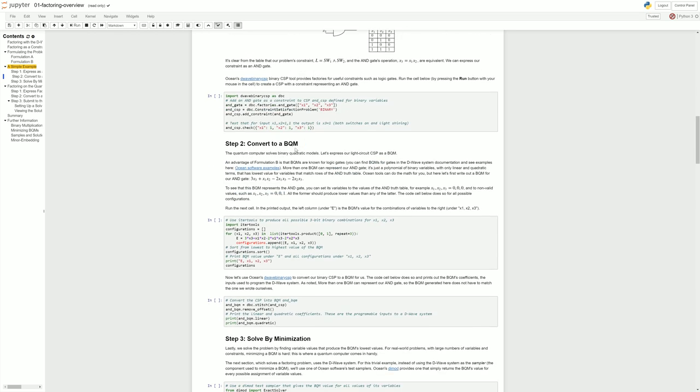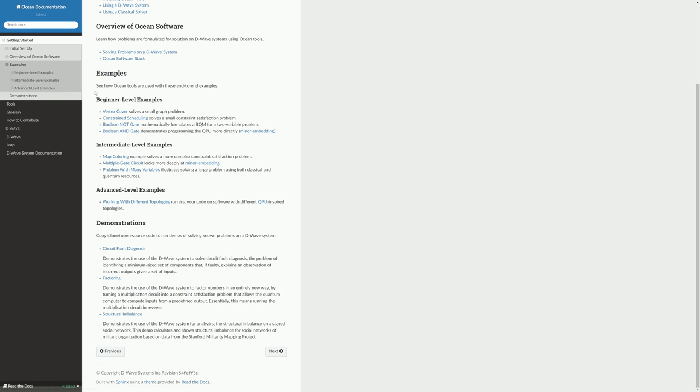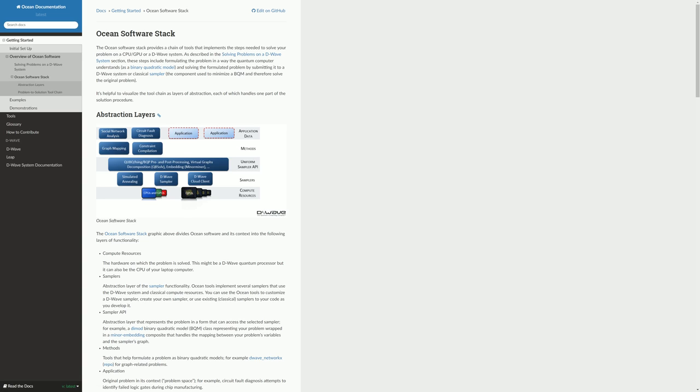Okay. Convert to, so Ocean Software example. Overview of Ocean Software, solving problems on the D-Wave Ocean software stack. Abstraction layer. So you can go through and read everything to understand the D-Wave system: a classical sampler, the component used to minimize the BQM and therefore solve the original problem, with the quantum interpreter or annealer, or the quantum application, quantum solver, quantum interpreter and stuff like that, constraints, GPU code, compute resources, application data, computer application, okay, the tools.